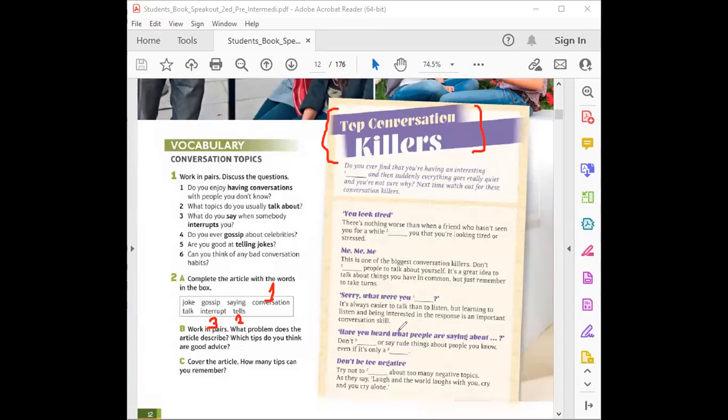Sorry, what were you saying? Thank you. It's always easier to talk than to listen, but learning to listen and being interested in the response is an important conversation skill. Continue, please.